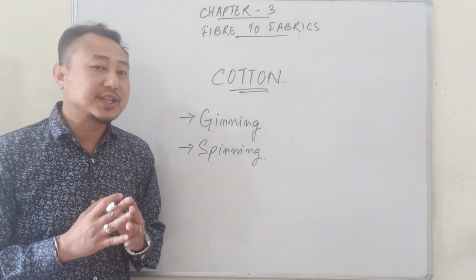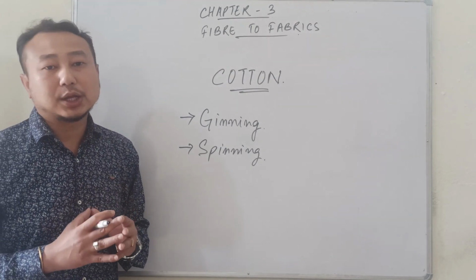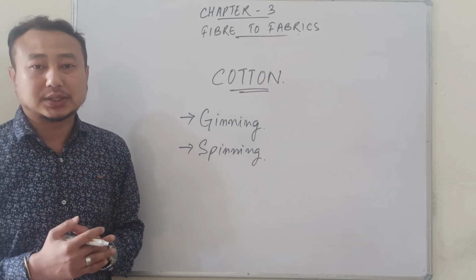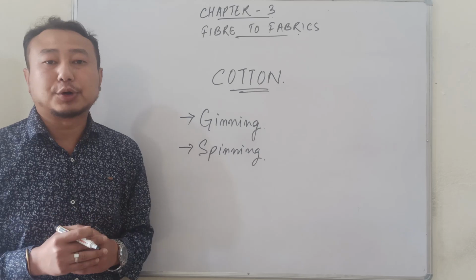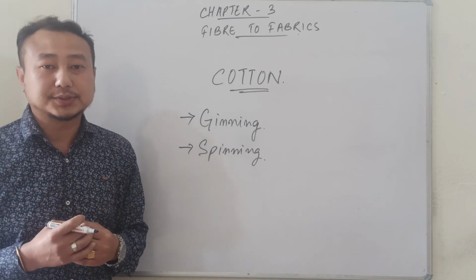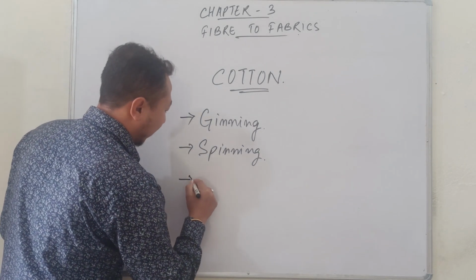The last process involved in obtaining cotton fiber is the conversion of the yarn into fabric, that is, a piece of cloth that is used for making different types of cloth materials. That process is known as weaving.